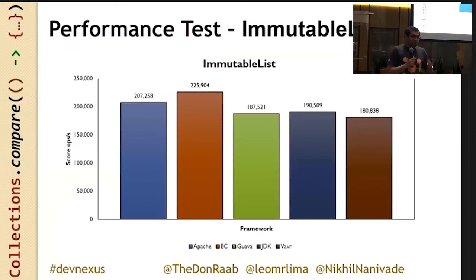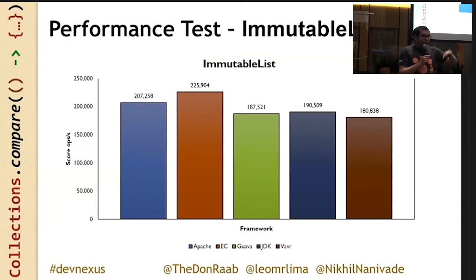I normally like to show the performance before showing the code so that you understand why exactly the performance is the way you can see in the graphs. Essentially, you can see, and we have tried to keep these colors consistent, it goes in alphabetical order from left to right: Apache, Eclipse Collections, Guava, JDK, and Vavr.